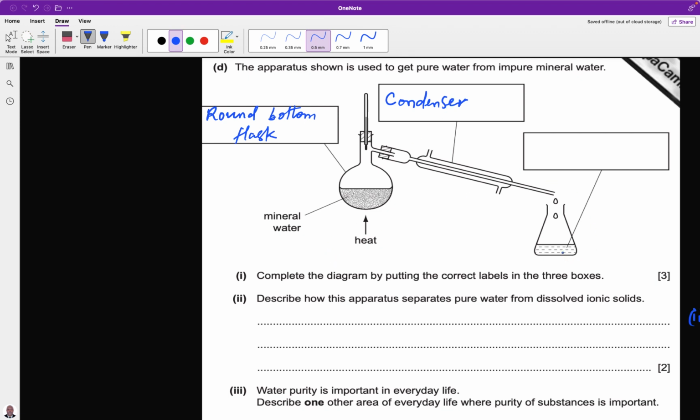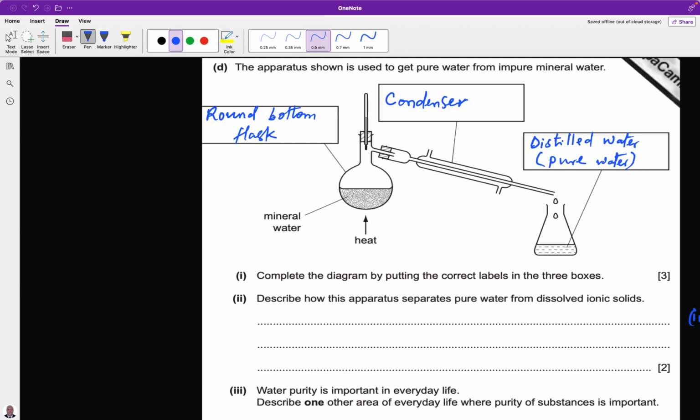Now, this is distilled water that has been collected. So we call this distilled water. Or you can say pure water, no problem. Since we want to get pure water from impure water, you can say pure water. Okay, that is the label.